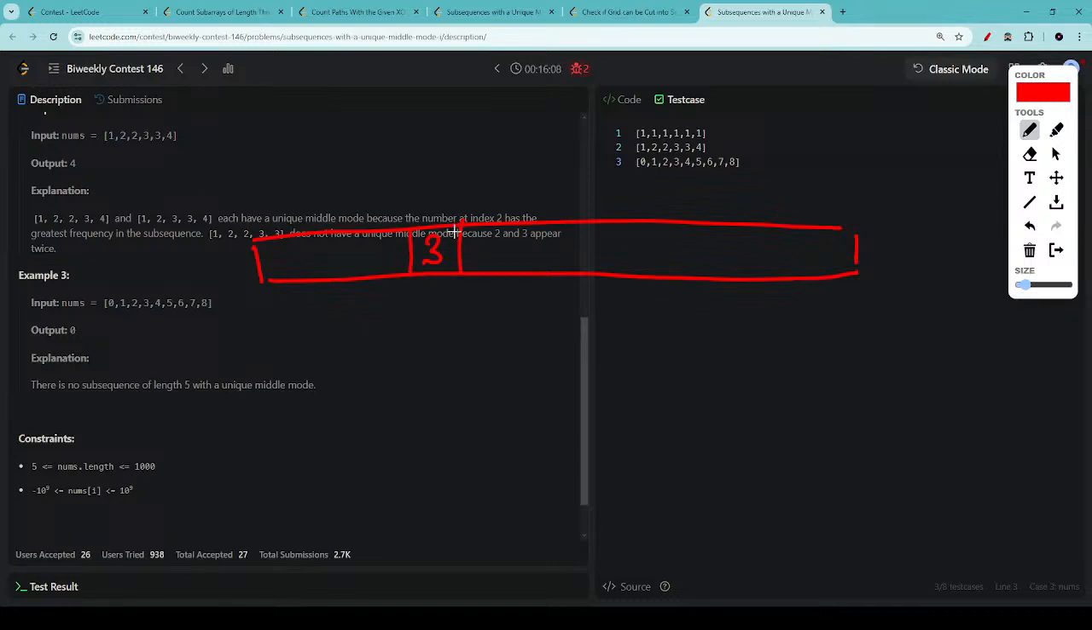Let's say you want 3 to be a unique middle mode. That means there are 2 numbers here, and then 2 numbers here. Either there's at least 2 of them that are 3s, or... okay, I think I got a plan.